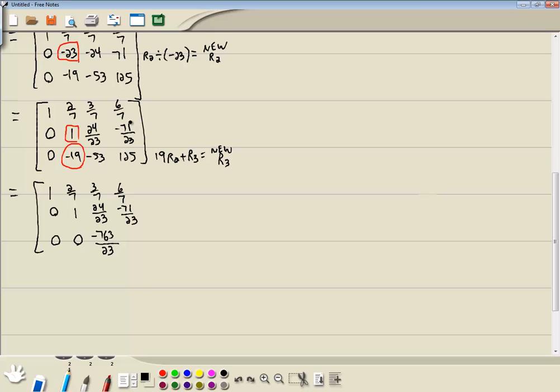And then I'll take 19 times negative 71 over 23 plus 125. So 19 times negative 71 over 23, and then I'll add the 125. Then math, enter. And I get 1,526 over 23.